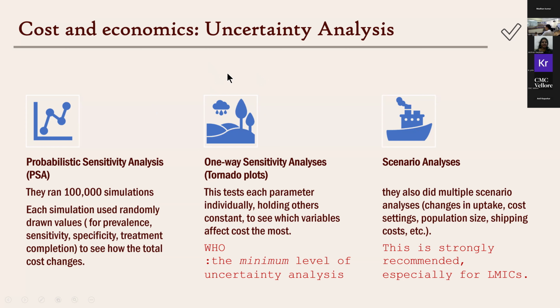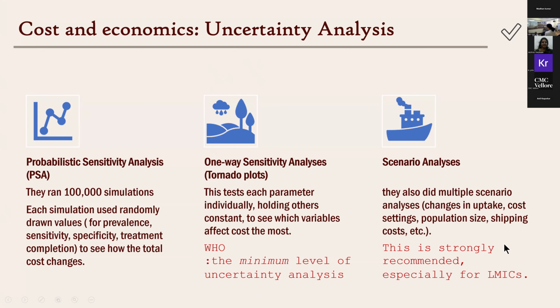The other thing would be a one-way sensitivity analysis or a tornado plot. Now, WHO recommends that this is the bare minimum uncertainty analysis that needs to be done. So in this, what happens is you only change one aspect. So all the other parameters stay the same. You change only one aspect. How does that affect the result? I'll come to the tornado plot that they have done.